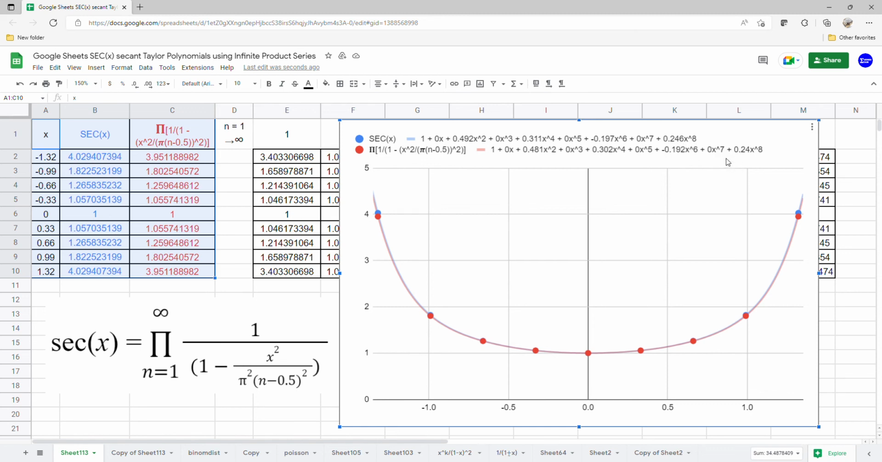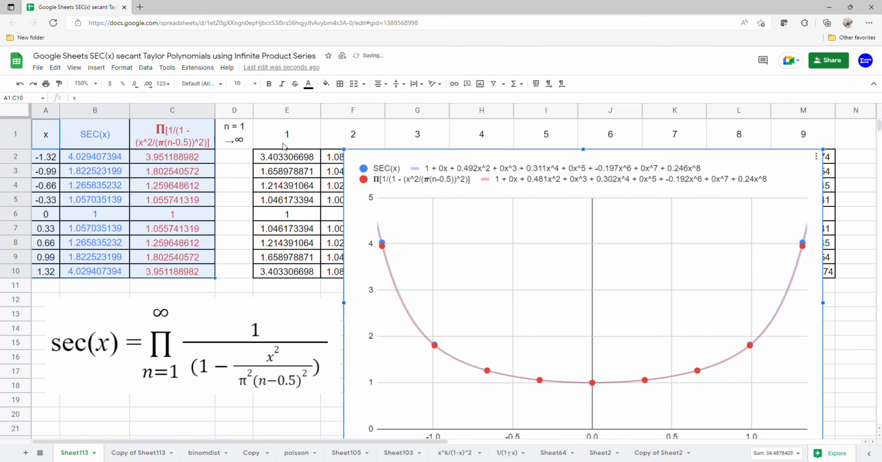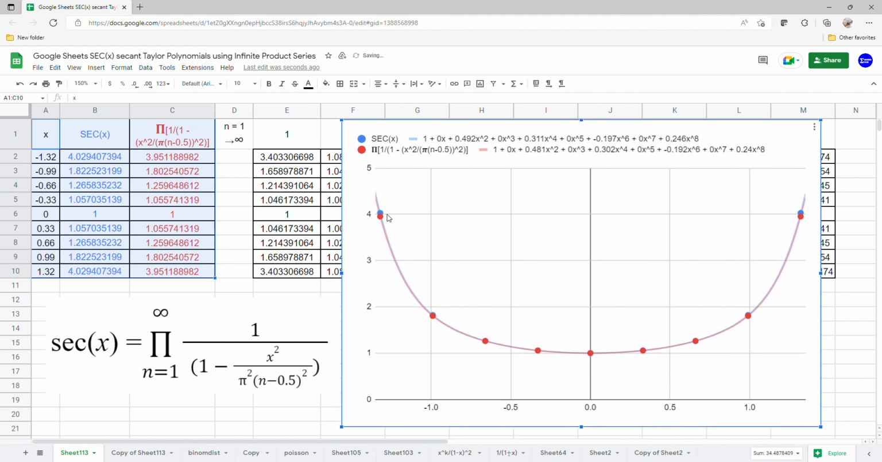This error can be reduced if we increase the value of n up to a higher value, either 100 or infinity. These errors will be reduced and our line will be perfectly collinear. This completes the use of infinite product series to generate the Taylor polynomial of secant.